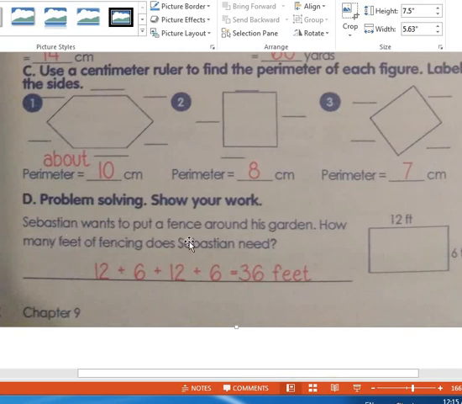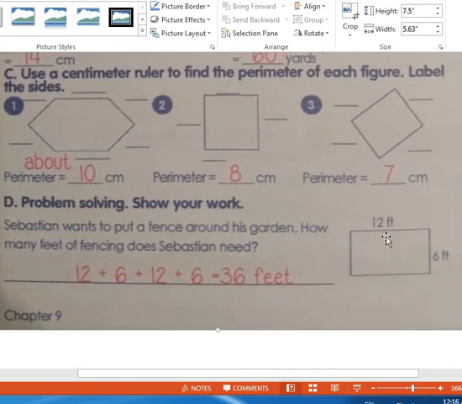Sebastian wants to put a fence around his garden. How many feet of fencing does Sebastian need? This is the garden in the shape of a rectangle. I have said before that the rectangle has 2 opposite sides, each 2 opposite sides equal in length, right? So here 12, so here 12, and here 6, so here 6. So the perimeter of the shape is the sum of the outside lengths. 12 plus 12 plus 6 plus 6 will give me 30.